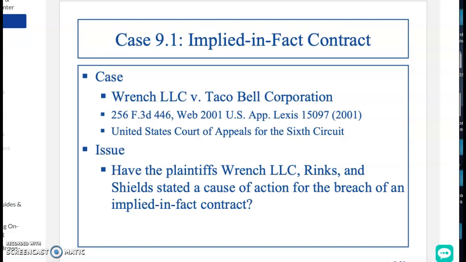The Taco Bell Corporation is a great example of this. I love this case because it has to do with the Yo Quiero Taco Bell dog and the acceptance of Taco Bell. Even though they did not confirm acceptance, they began using the Yo Quiero Taco Bell dog. Wrench LLC sued them for the rights and won.